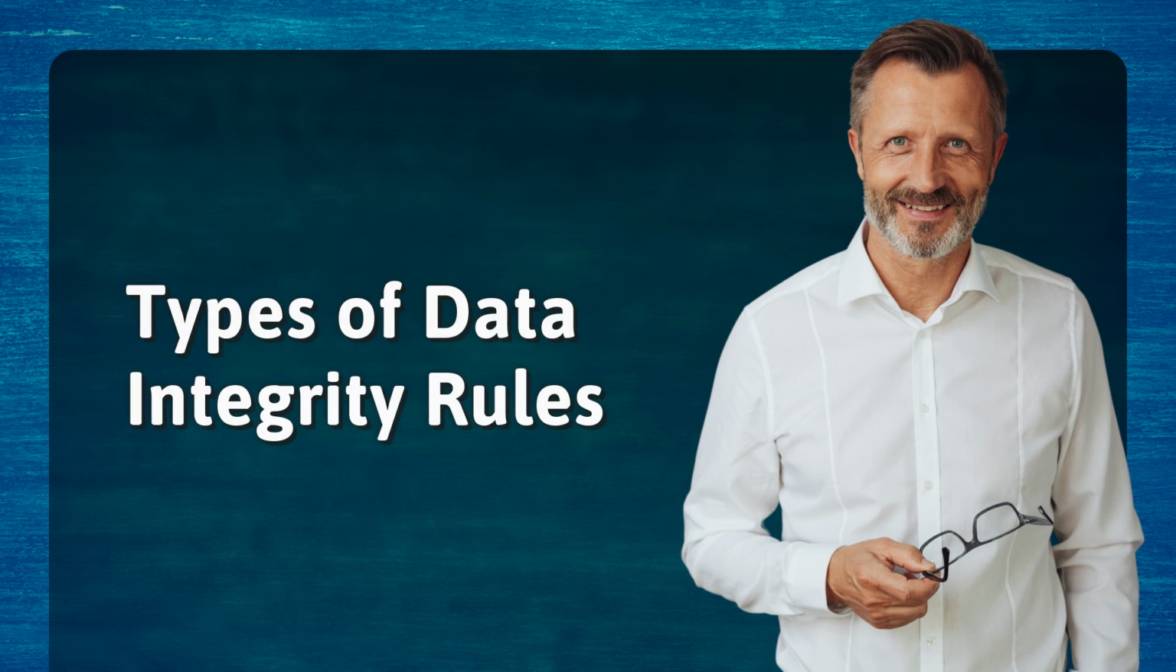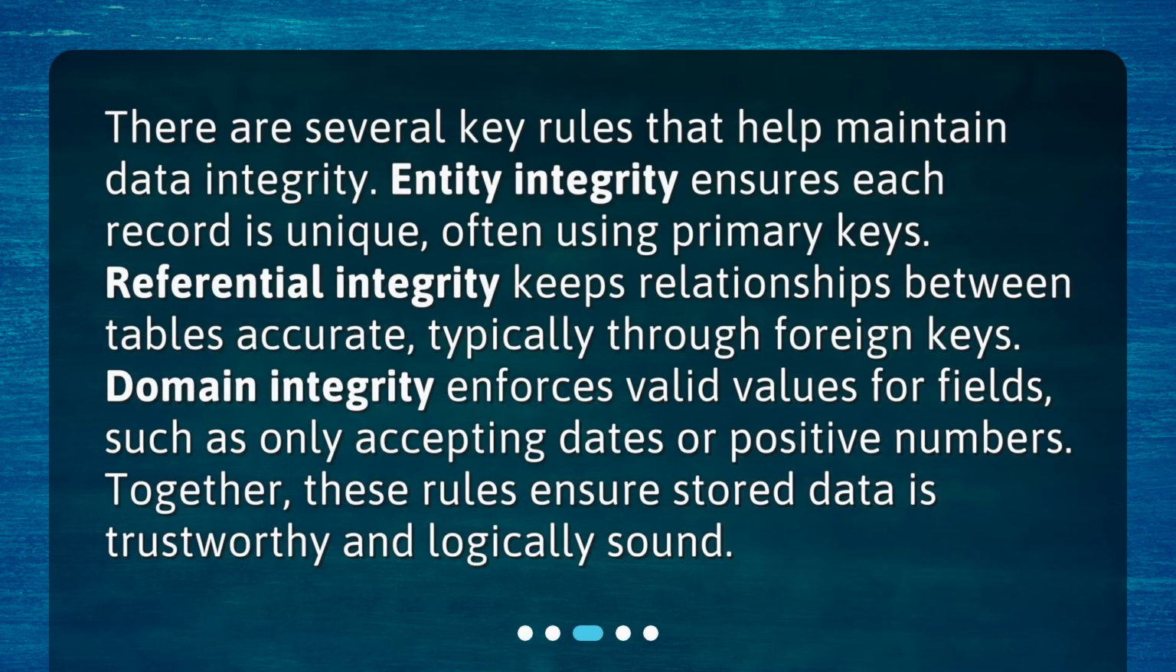Types of data integrity rules. There are several key rules that help maintain data integrity. Entity integrity ensures each record is unique, often using primary keys. Referential integrity keeps relationships between tables accurate, typically through foreign keys. Domain integrity enforces valid values for fields, such as only accepting dates or positive numbers. Together, these rules ensure stored data is trustworthy and logically sound.